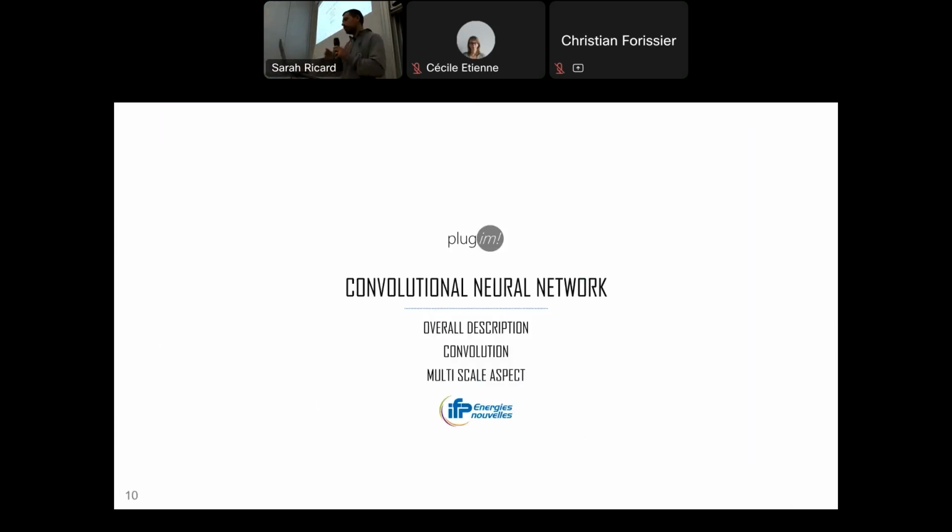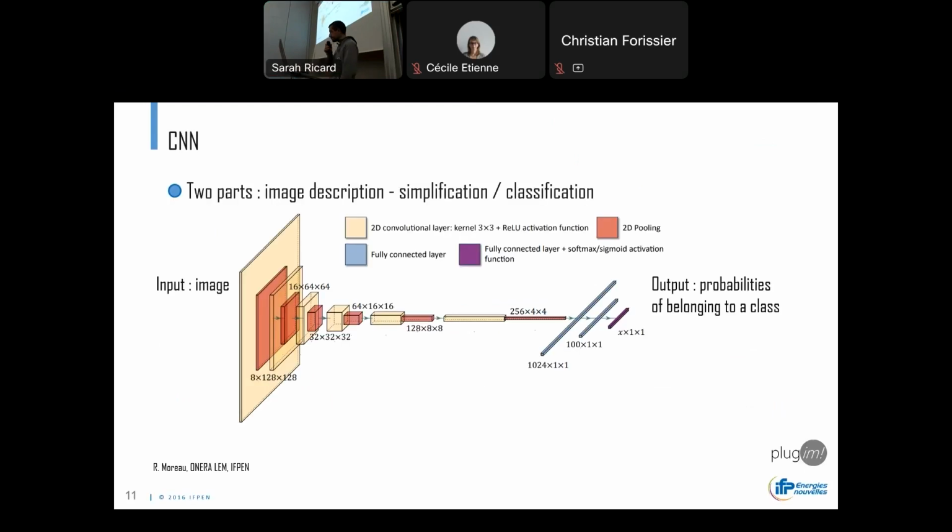So we continue with the real introduction, the real start of my talk. I will speak about convolutional neural networks. I will give you an overall description, and I will speak a lot about the convolution operation. So don't try to understand this first slide in detail. We will come back later to this kind of architecture. I will present what a convolutional neural network is.